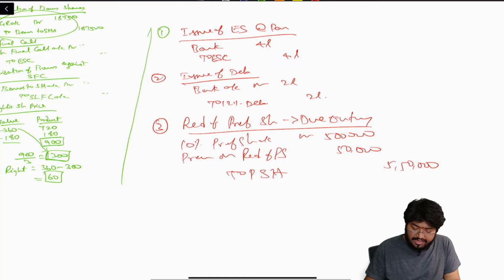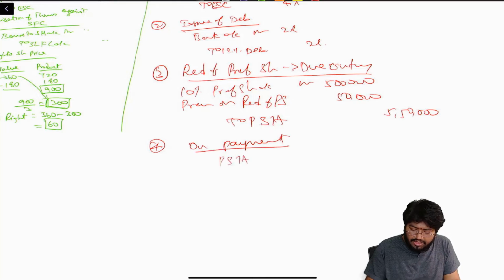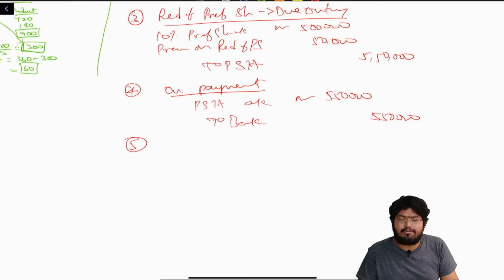Okay. Then number 4, on payment, preference shareholders account debit to bank, 5,50,000. Then number 5, you have the premium on redemption of preference shares.